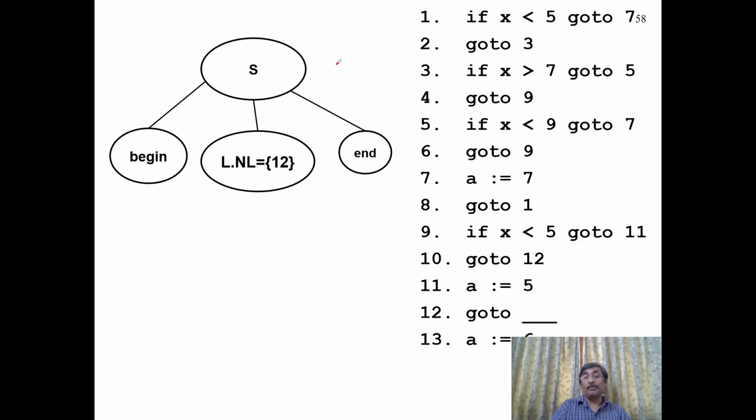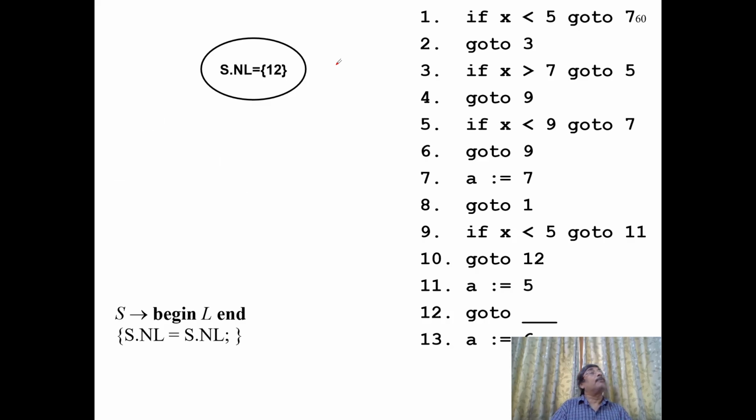So you have to remember that this is what the entire code is, and you will remember that S.NL is equal to 12. So that is the final thing.